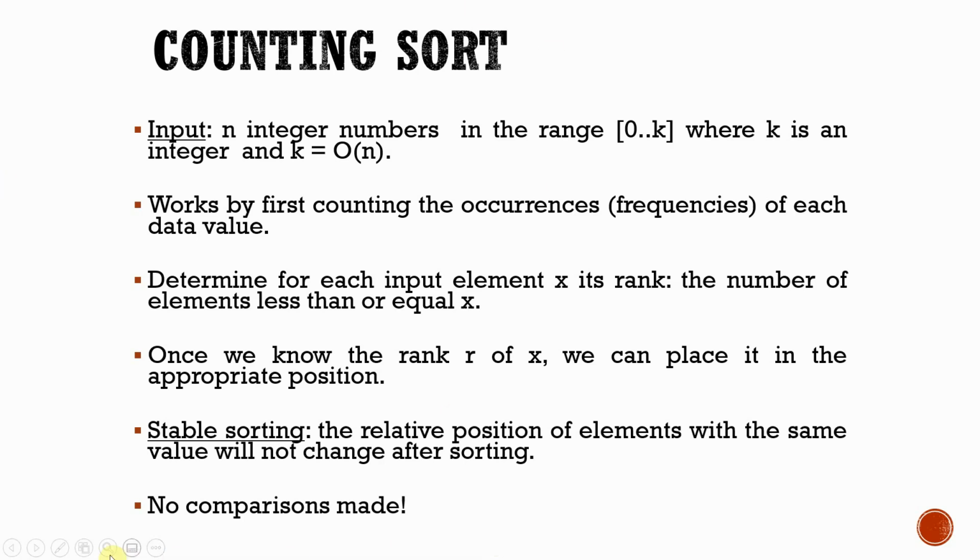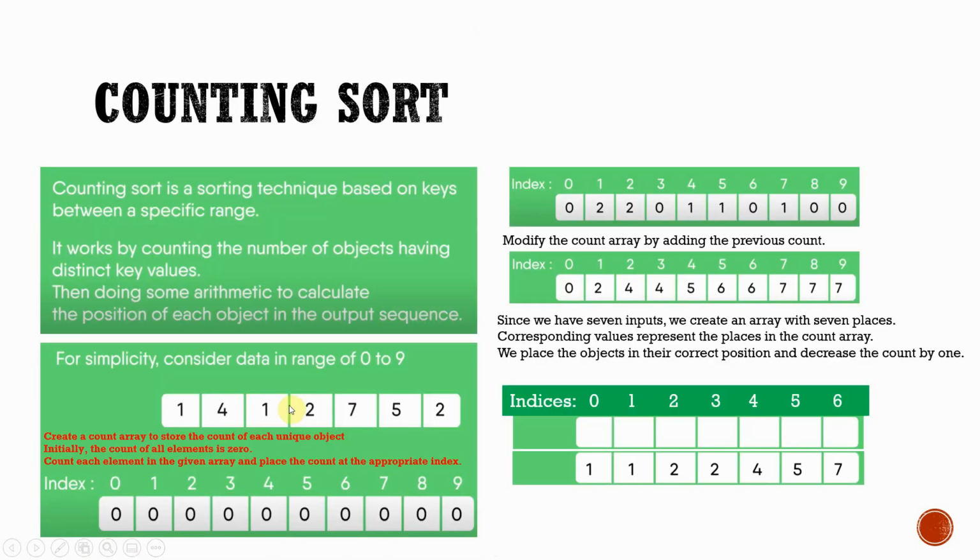In counting sort, we don't make any comparisons. So how does it work? Counting sort is a sorting technique based on keys between a specific range. So we know the range. It works by counting the number of objects having distinct key values, then doing some arithmetic to calculate the position of each object in the output sequence. For simplicity, consider data in the range 0 to 9.